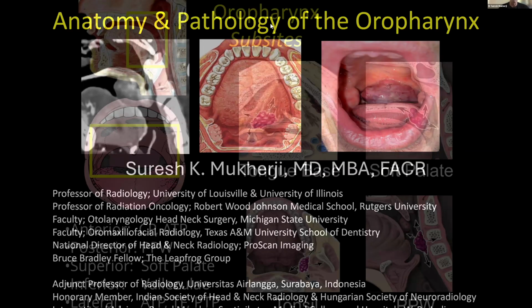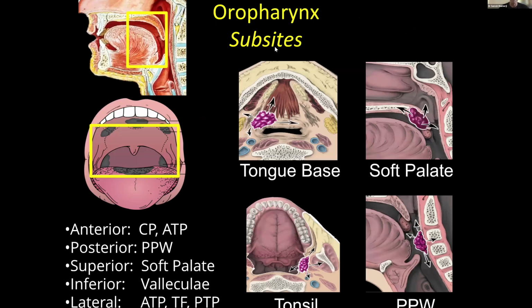So when we talk about the oropharynx, this lecture is predominantly going to be on the oropharynx. There are four primary subsites of the oropharynx, and they are the tongue base, the soft palate, the tonsil, and the posterior pharyngeal wall. Now, when you look at the oropharynx, the way to think of it is almost like a box, and the anterior portion of the box is formed by the circumvallate papilla and the anterior tonsillar pillar. And you don't have to worry about this because we're going to go over this in great detail.